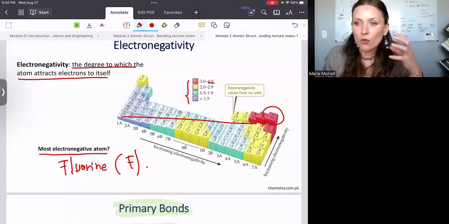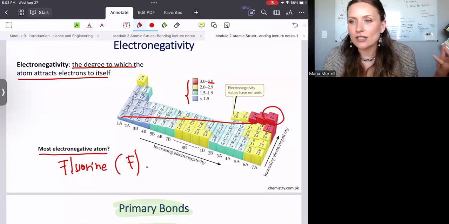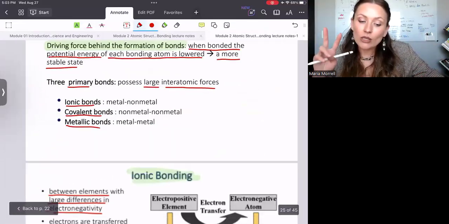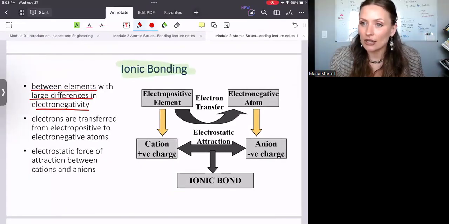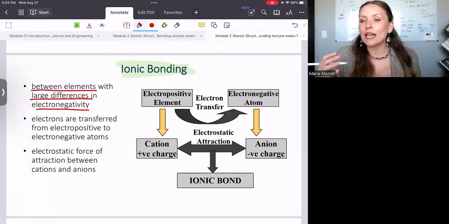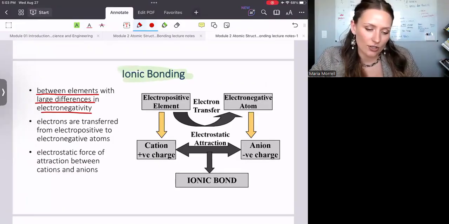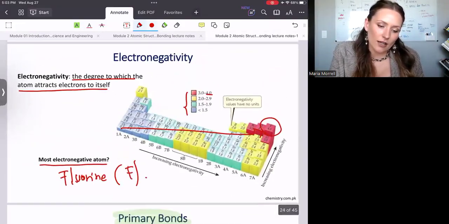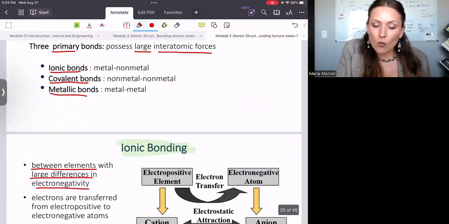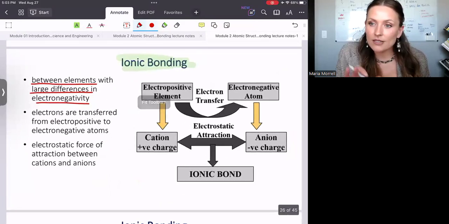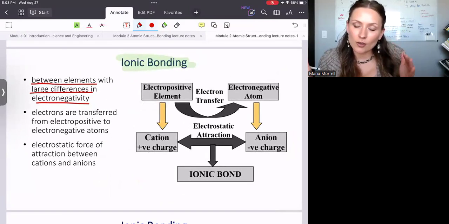So it's kind of like a tug of war, right? But one of those doesn't even resist, because the more electronegative element always wins and it always pulls the electron its way, right? But whenever you have those two elements that have large differences in electronegativity, the degree to which the atom attracts the electron to itself, right? When you have elements with significant difference in electronegativity, that's when you have the ionic bonds.